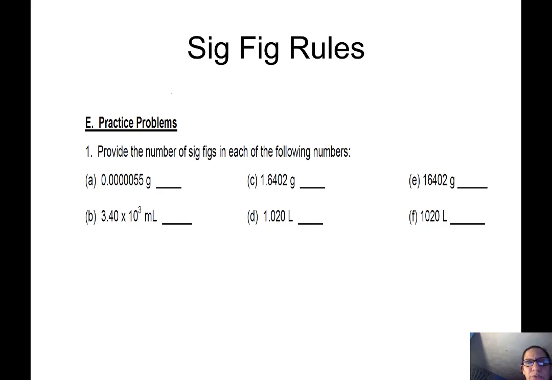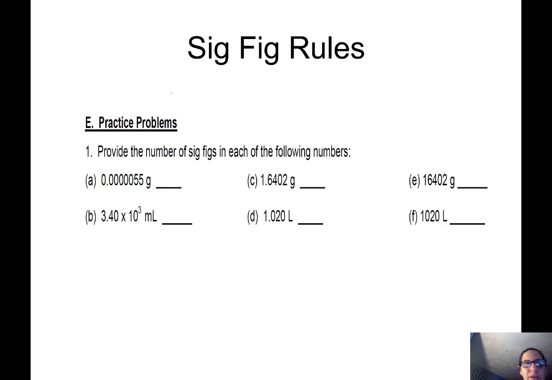So now we can just do a little practice. Provide the number of sig figs in each of the following numbers. So at this point, you should pause my video for a little while and go ahead and try yourselves first, and then after you get a good sense of what the answer is, you can go ahead and check what answers I have put.